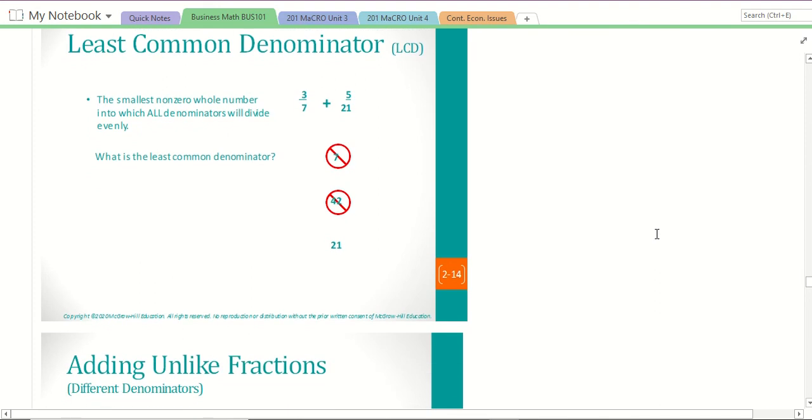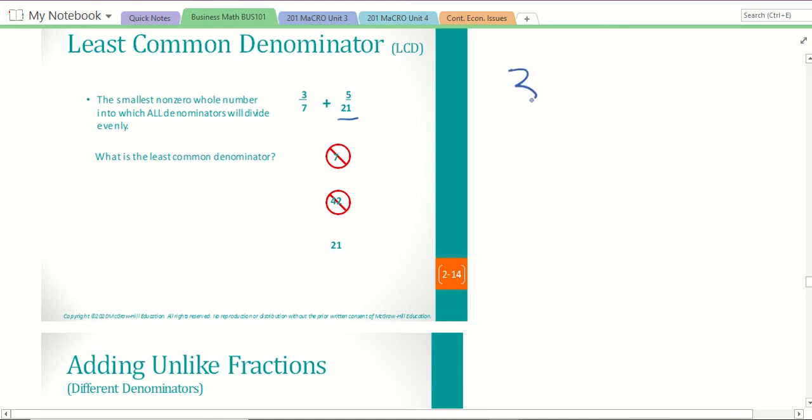Least common denominator, which is pretty fine. That's the smallest non-zero whole number into which all denominators will divide evenly. Well, I always go with the largest and figure out from there. I know that 21 goes into 21 once. 21 will not go into 7, so I'm not looking at 7. What I want to know is does 7 go into 21 first? And yes, it does. So that is the least common denominator.